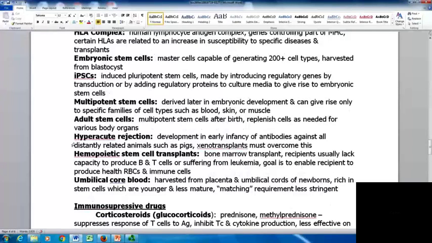So during hyperacute rejection, this will develop in early infancy of antibodies against all distantly related animals, such as pigs. This is one of the reasons why xenotransplants are so difficult. They have to overcome this, that you will just naturally produce antibodies towards tissues of other animals.